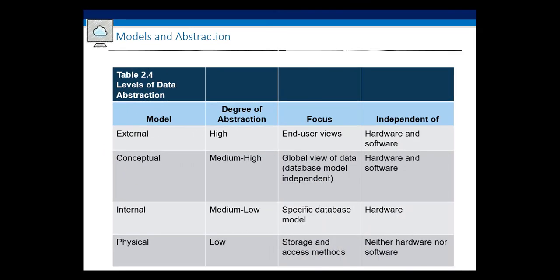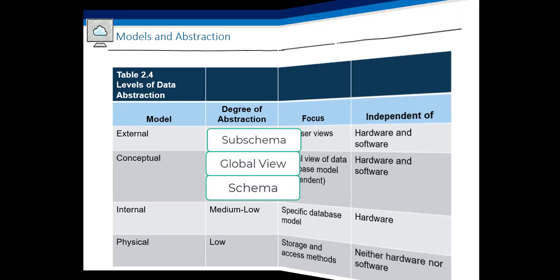In week 1, we discussed that different individuals working with data have different views of the database. This correlates here to the external view. The external and conceptual models both have a high degree of abstraction, and that means that you can design your model with no concern for what type of database or hardware you will eventually implement it on. Using the terms from week 1, the conceptual model is that global view or schema, and the external model is the subschema or a partial view.